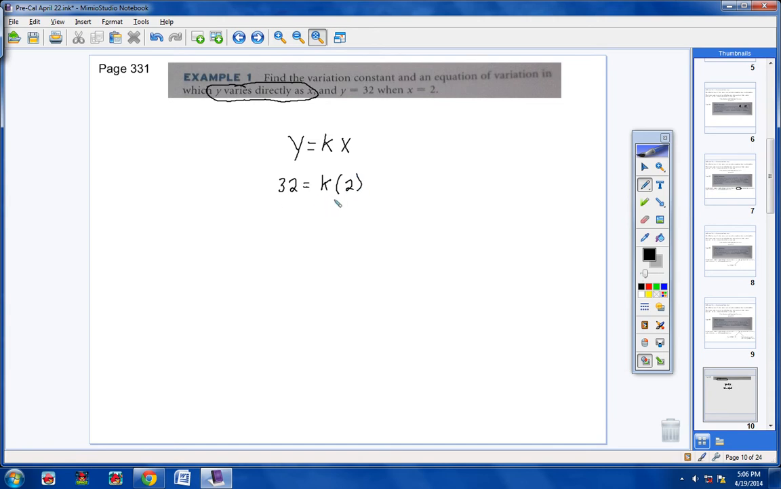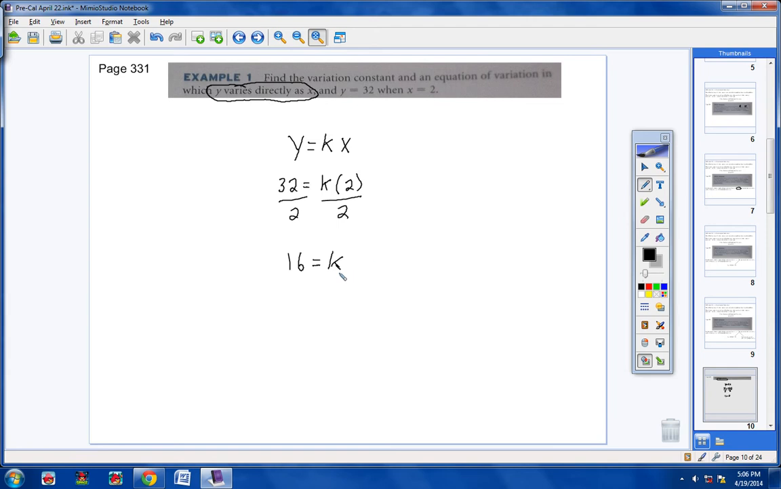Now, do you not see how easy it is to solve for k? Divide this side by 2. Divide this side by 2. 16 equals k. So the problem said, find the variation constant. I did it. K equals 16. And then write the equation of variation. Well, that's easy to do also.